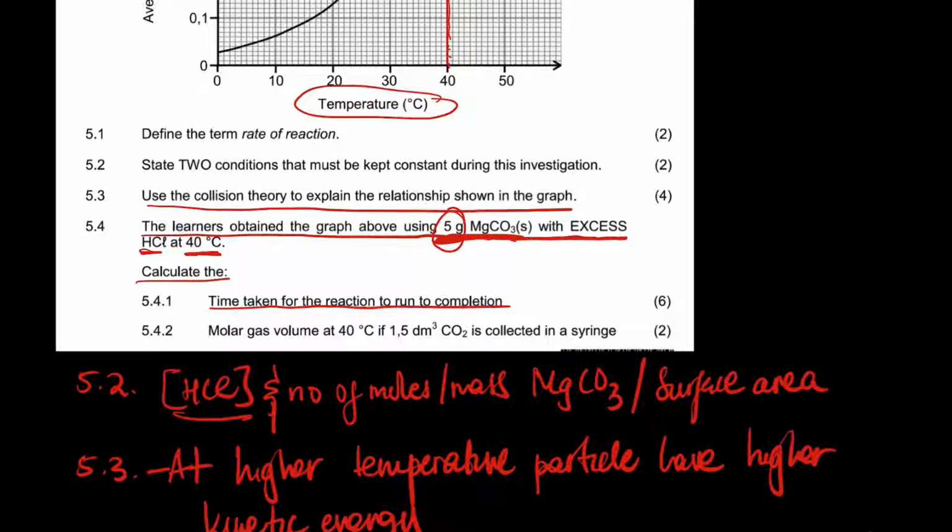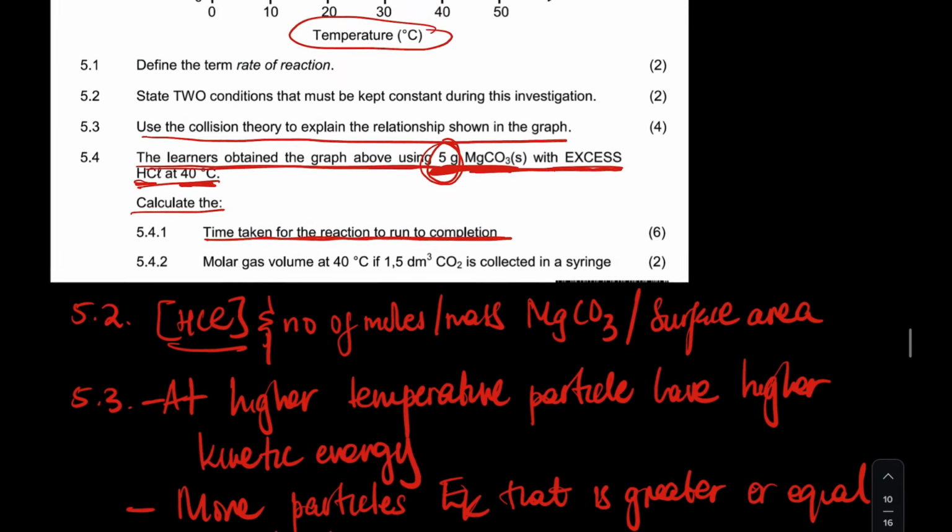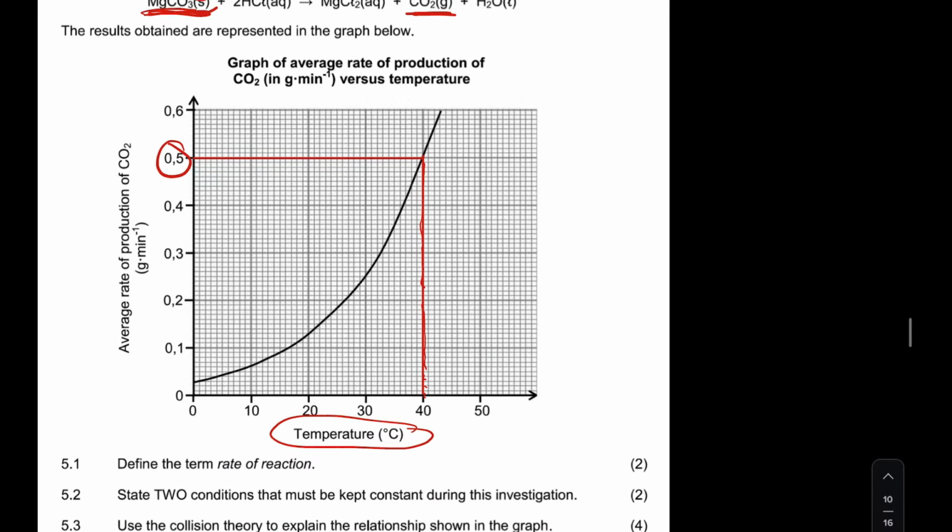Now the question says the learner obtained this graph of 5 gram magnesium carbonate with excess HCl at 40 degrees. Now it says calculate the time taken for the reaction to reach completion. How long it took for the reaction to reach completion. So the first thing that we're going to do, guys, in order to know how long it took to reach completion, so what are we going to do there?